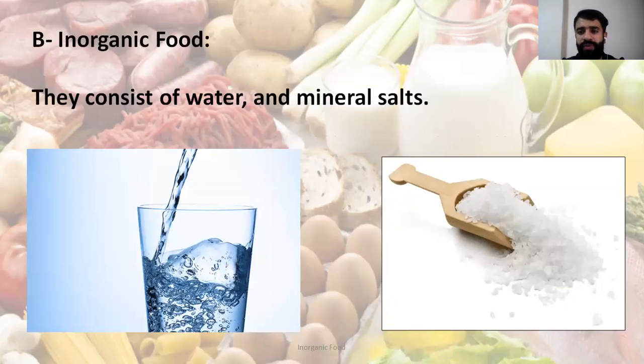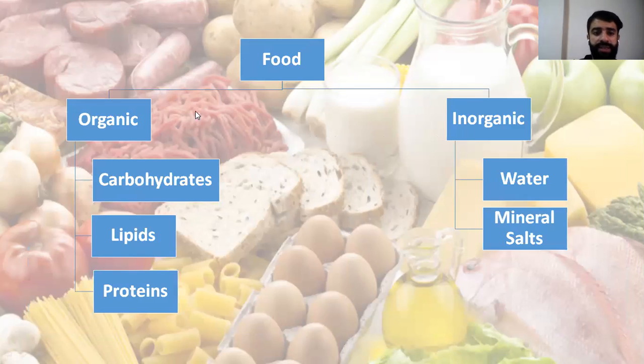In organic food, we have finished. We have three different types of organic food: carbohydrates, lipids, and proteins. Inorganic, we have water and mineral salts. It's very easy. So food is divided into either organic or inorganic. Organic, we have carbohydrates, lipids, and proteins. While the inorganic, we have water and mineral salts. This is everything related to the types of food, organic food and inorganic food.